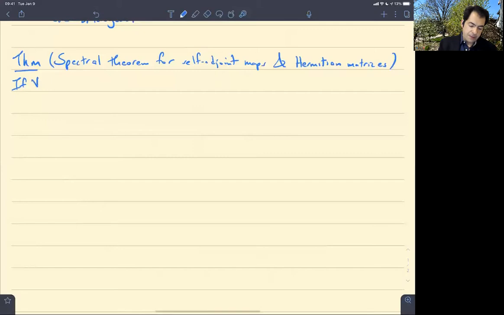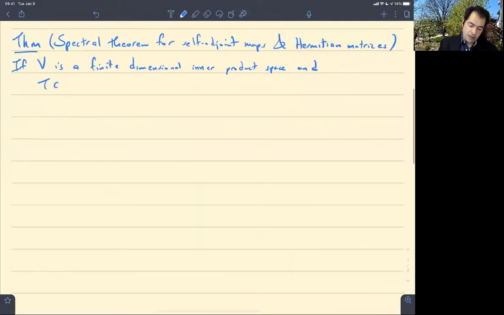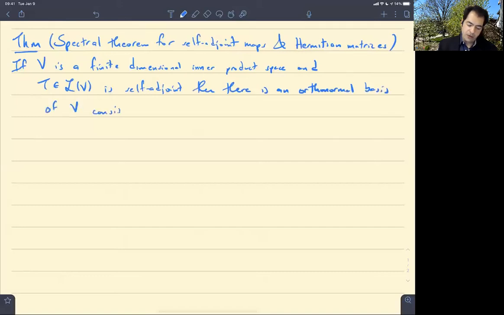So here we go. If V is a finite dimensional inner product space, and T, a linear map from V to itself, is self-adjoint, then there is an orthonormal basis of V consisting of eigenvectors of T. Remember, being diagonalizable is the same as saying that there is an eigenbasis. There is a basis of the vector space consisting entirely of eigenvectors.